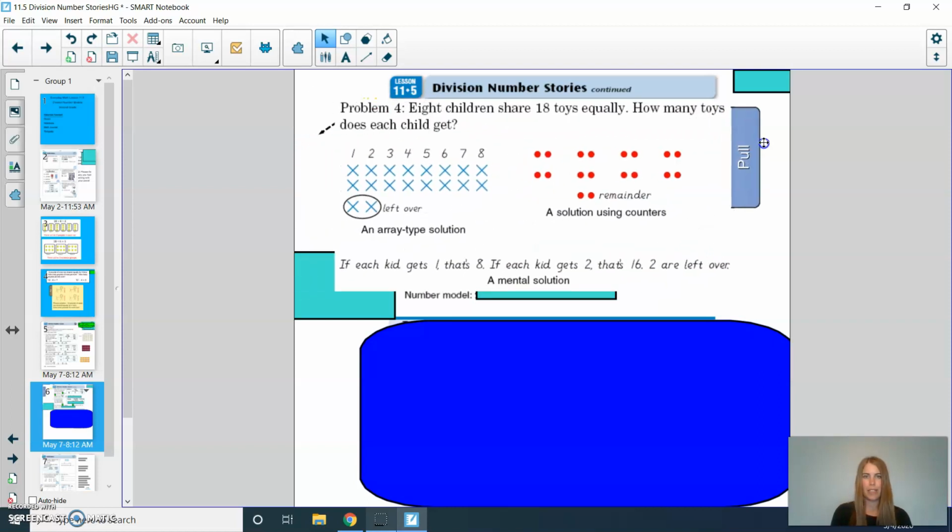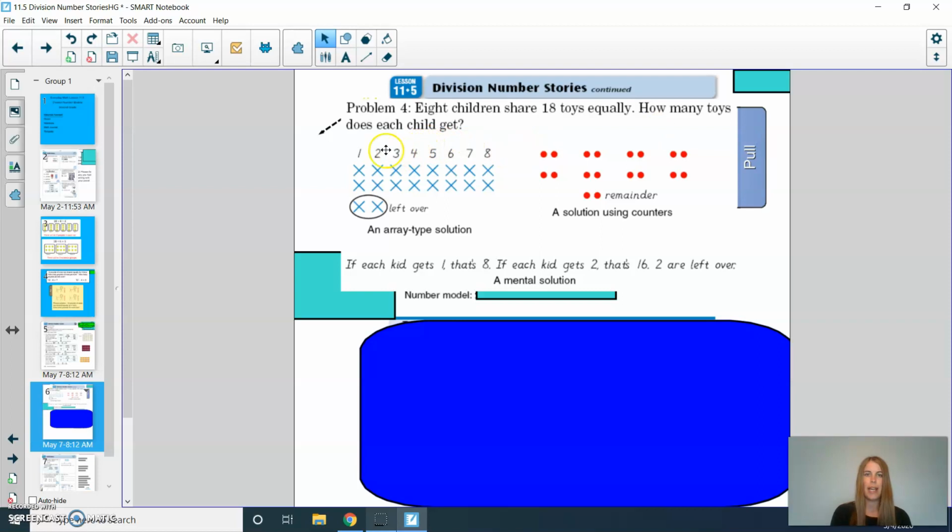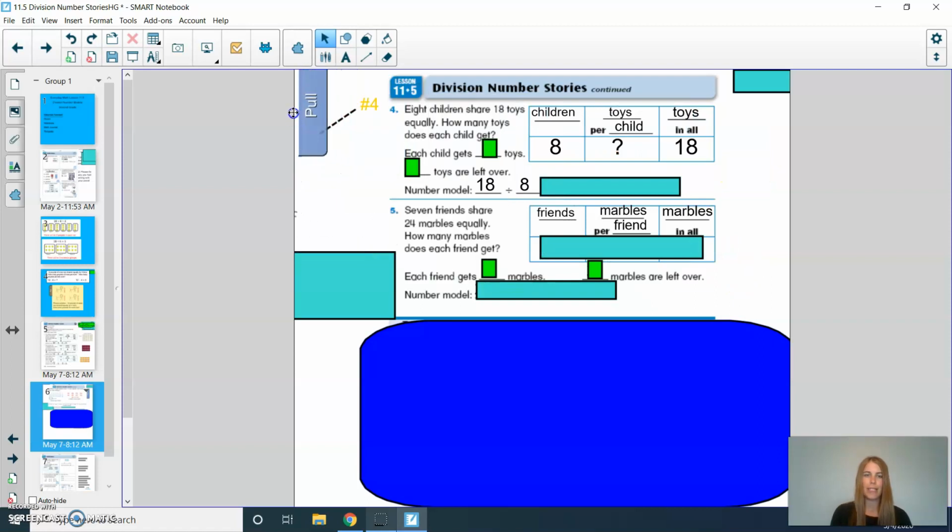All right, second graders. So I took my 18 toys and I shared them equally between 8 children. Now I know that 8 times 2 is equal to 16. So I know it's not going to go in there evenly. So notice how I have 2 left over. If each kid gets 1, that's 8. If each kid gets 2, that's 16, having 2 left over. So when I go back to my problem, 18 divided by 8 is equal to 2, and there's a remainder this time of 2. Each child gets 2, and there's 2 toys left over.